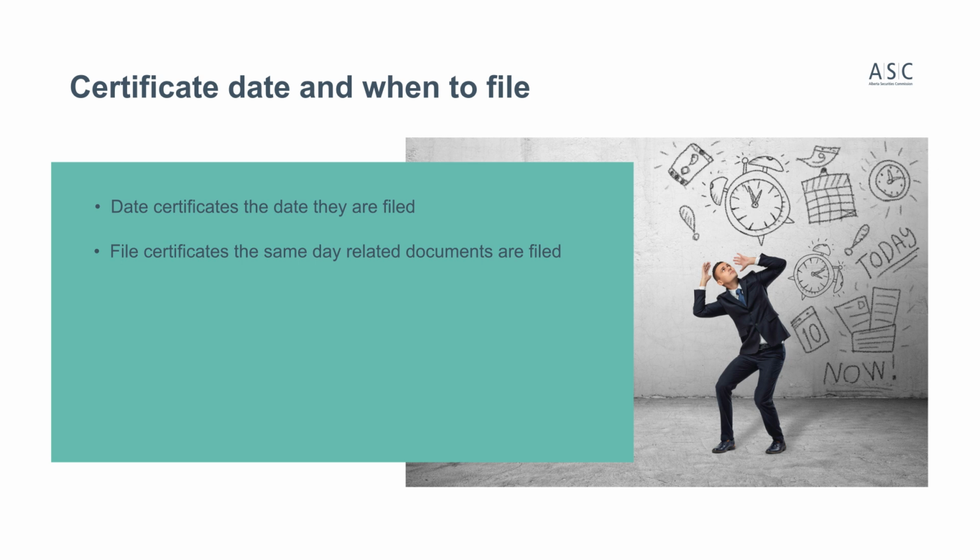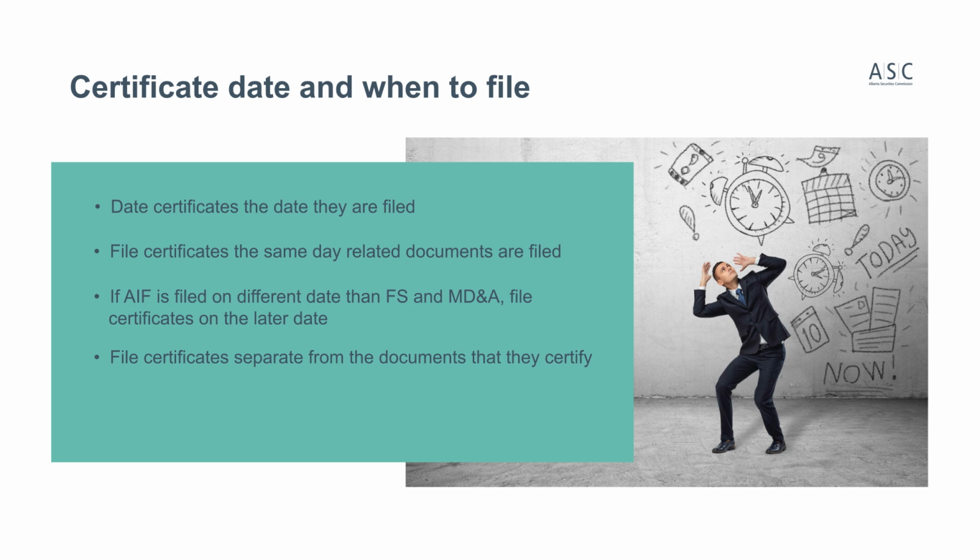However, with regards to an issuer's annual filings, annual certificates should be filed on the later of the date on which an issuer files its AIF, if required, or the date that its annual financial statements and MD&A were filed. Certificates are filed separate from the documents they certify, and a separate certificate should be filed for each of the CEO and CFO.